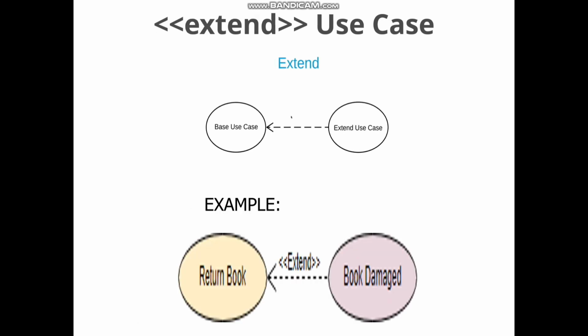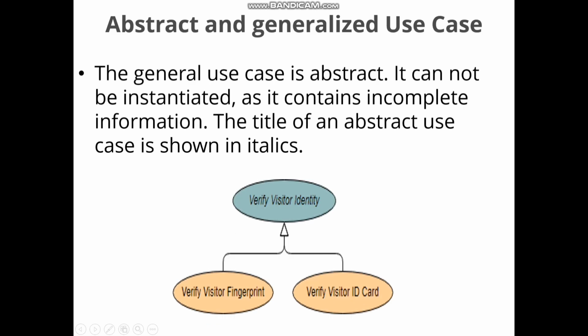In the extend use case, we can see that the base use case is extended by the extend use case. For example, if our book is damaged, then we will return the book. In this abstract and generalized use case, we can see that there are two options for verifying a visitor's identity. First is to verify fingerprint, second is to verify visitor ID card.